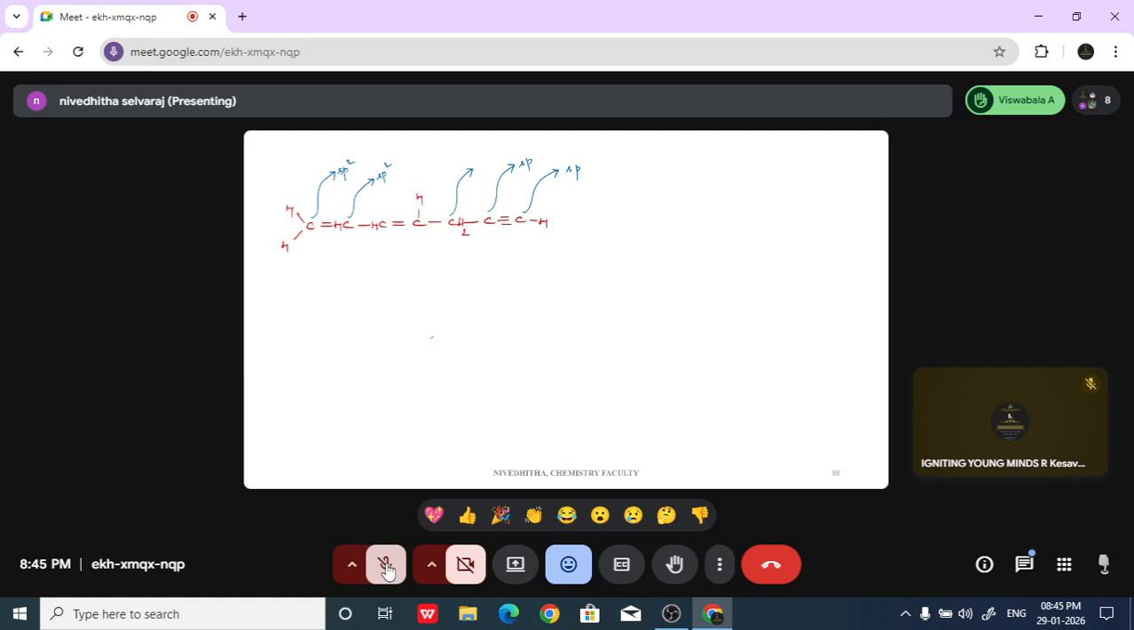Around this carbon, we couldn't see any double bond or triple bond, which means we have only single bonds there. So it is sp3. Yes, very good. And how about this carbon? sp2, ma'am. Very good, it is sp2. This one? sp2, ma'am. That's it. Any doubt?